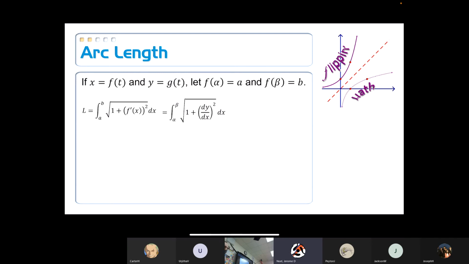So it looks like this. We do have to replace these x values with t values over here. I just took out the f prime of x and replaced it with the Leibniz notation, and we said that dy/dx is equal to dy/dt over dx/dt. So it looks like that.